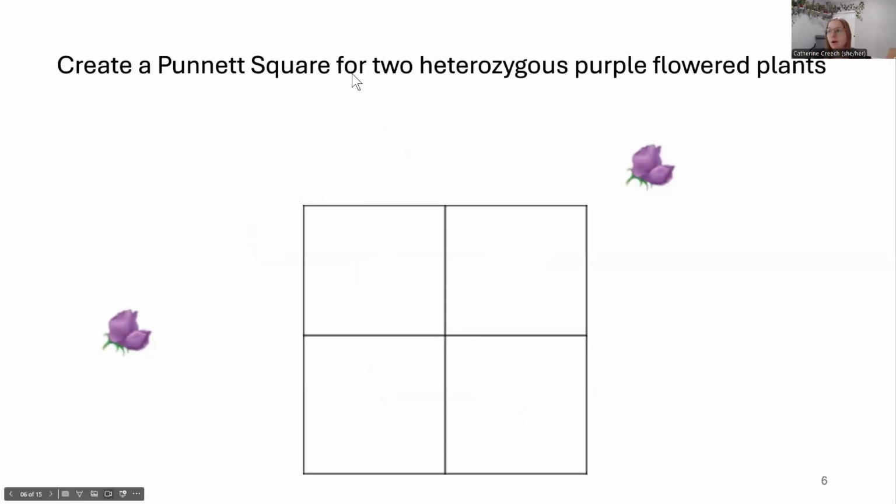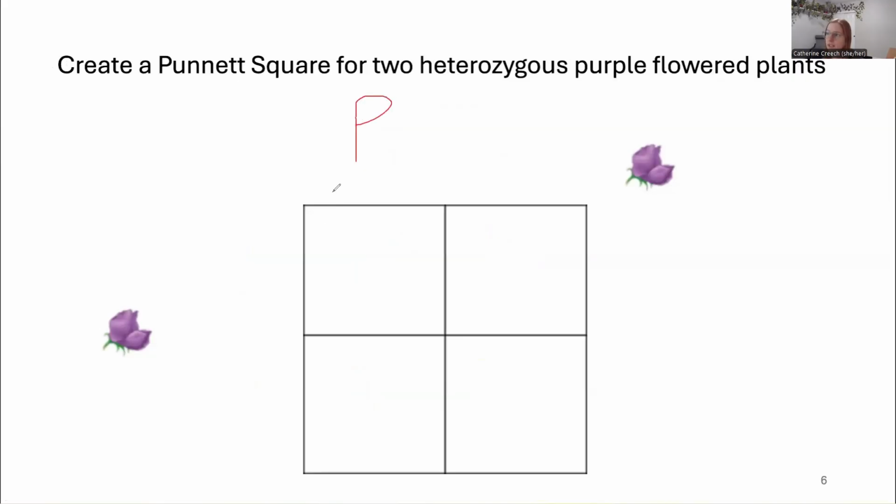Now create a Punnett square for two heterozygous purple flowers. That tells me that both of them have the big P's because they're both purple. I can see they're expressing the dominant trait. But because they're both heterozygous, I know that they both have a recessive allele that's not being shown. And that means that their offspring have an exciting outcome possible.